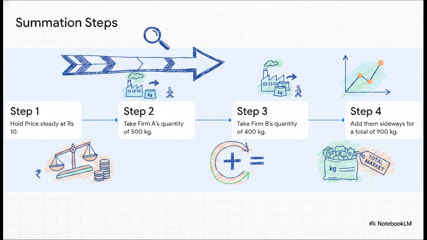Let's walk through the precise math of this horizontal summation at that 10 rupee mark calmly and methodically, kind of like a step-by-step puzzle. Step 1, hold the price steady at OP1, or 10 rupees. Step 2, take Firm A's supplied segment, P1A1, which is 500 kilograms. Step 3, take Firm B's segment, P1A2, which is 400 kilograms. Step 4, add those line segments sideways. 500 plus 400 gives us a market total of 900 kilograms. And there we go, that is our very first coordinated point for the entire market.